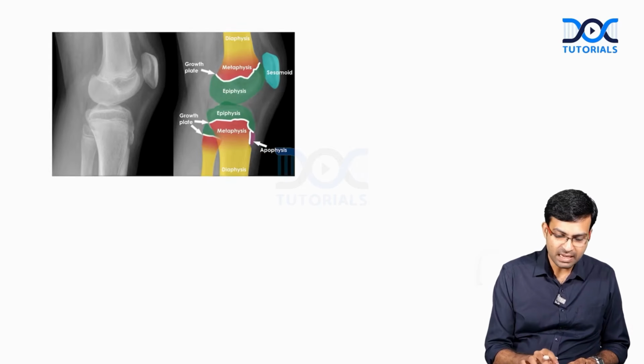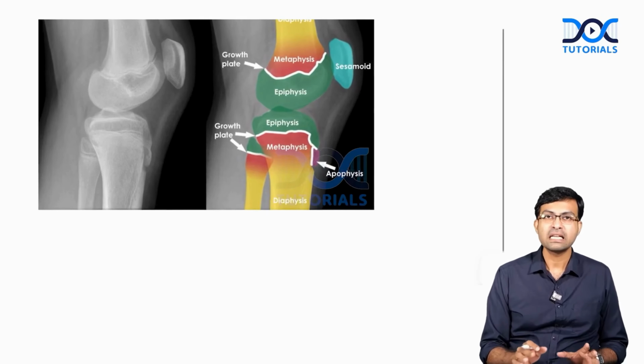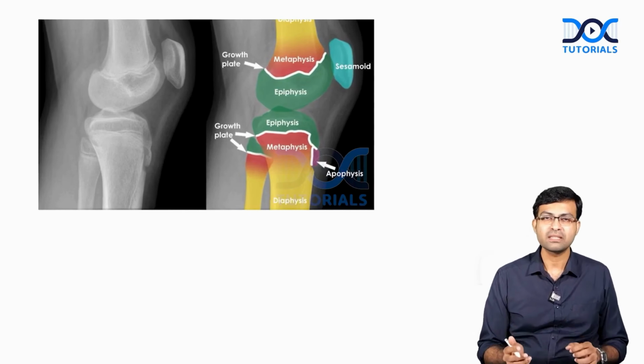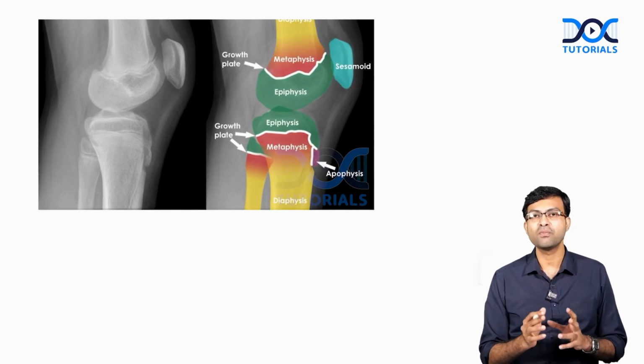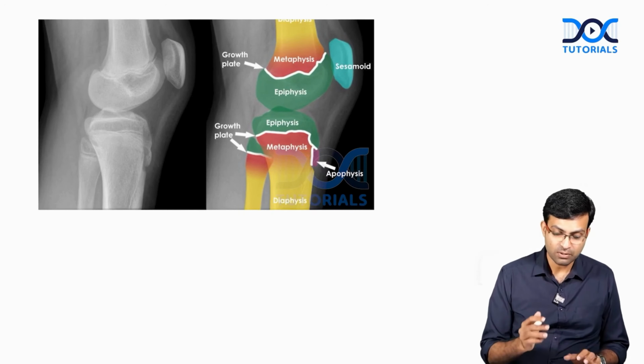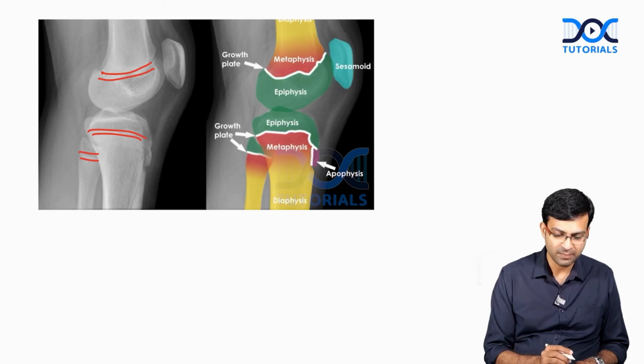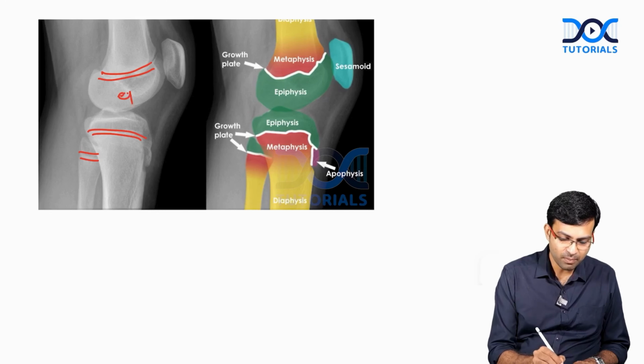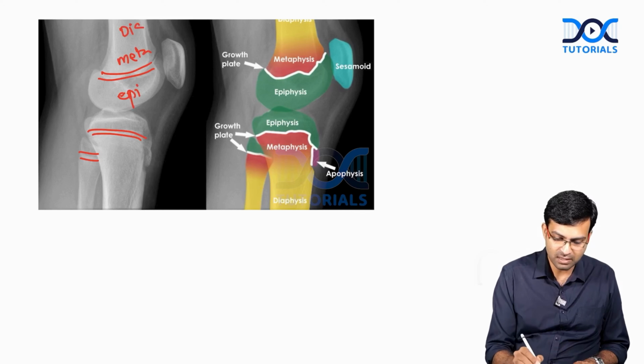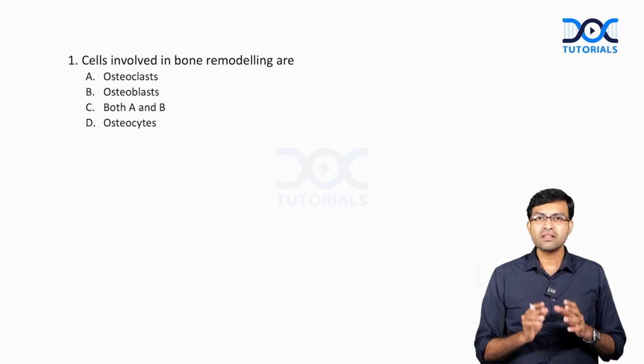Whenever we are taking an X-ray, I have just given an X-ray of a child for representative purposes, just to show you what are the parts of a bone that you can see in an X-ray. This is also important for you. You can see this fine line here. This is an X-ray of a child. What are these fine lines? These are your physis or the growth plate. This part is your epiphysis, this is the metaphysis and this is the diaphysis. So we have finished our first chapter.